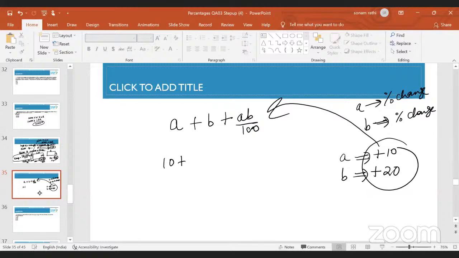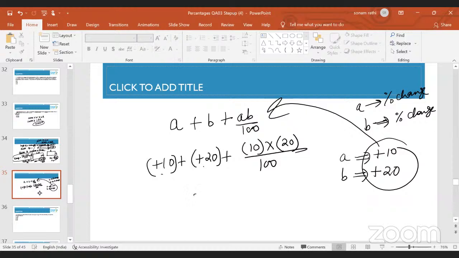10 plus 20 plus 10 into 20 by 100. So 10 plus 20, 30 plus 2, 32%. Right? So the shortcut is much better. Yes or no? Yes, it's much better. Yes, ma'am. This one is better.